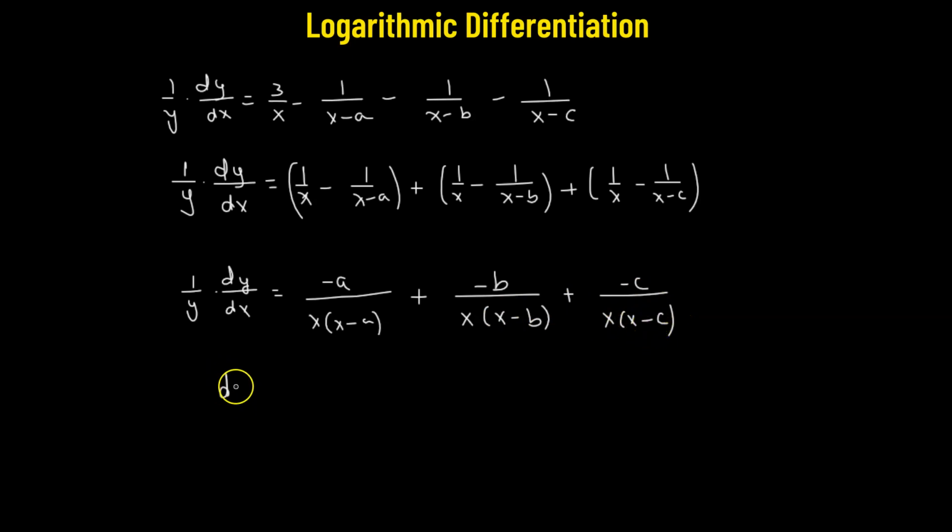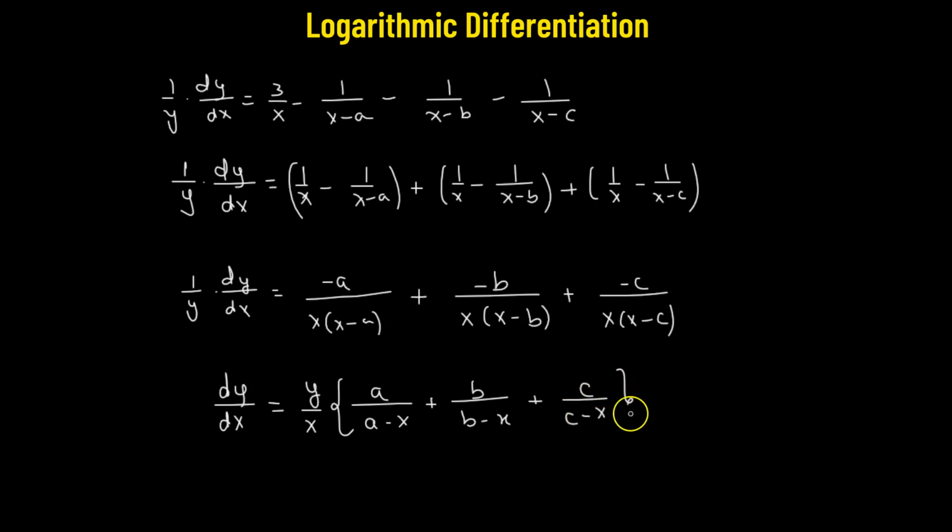We're going to multiply both sides by y, so this is going to give us dy over dx equals y. Now we have 1 over x as the common factor in all 3 terms, so we'll take 1 over x as the common factor. This will get multiplied by, so here we have negative a over x minus a, or simply put, a divided by a minus x. We have multiplied both the numerator and the denominator by negative 1. Similarly, for the second term, we have b over b minus x, and for the third term, we have c over c minus x, and this is exactly what we had to show, hence proved.